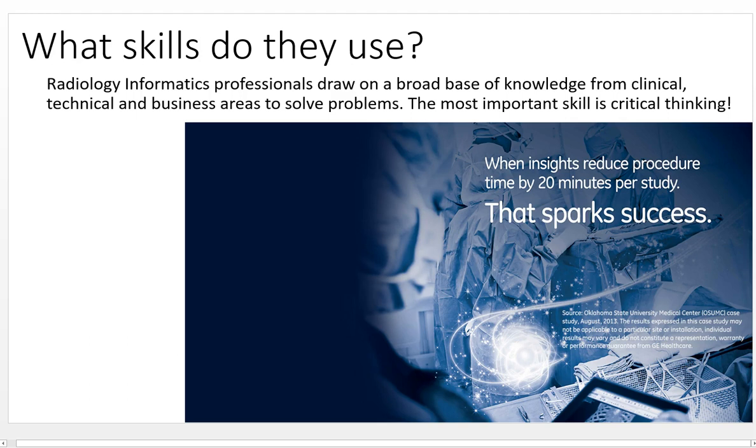What skills do they use? Radiology informatics professionals draw on a broad base of knowledge from clinical, technical, and business areas to solve problems. The most important skill is critical thinking. So, knowledge from clinical, that's healthcare knowledge, knowledge about anatomy and physiology and medical knowledge. Technical knowledge is IT knowledge, networking, hardware, IP addresses, things like that. And business areas are business areas related to healthcare.